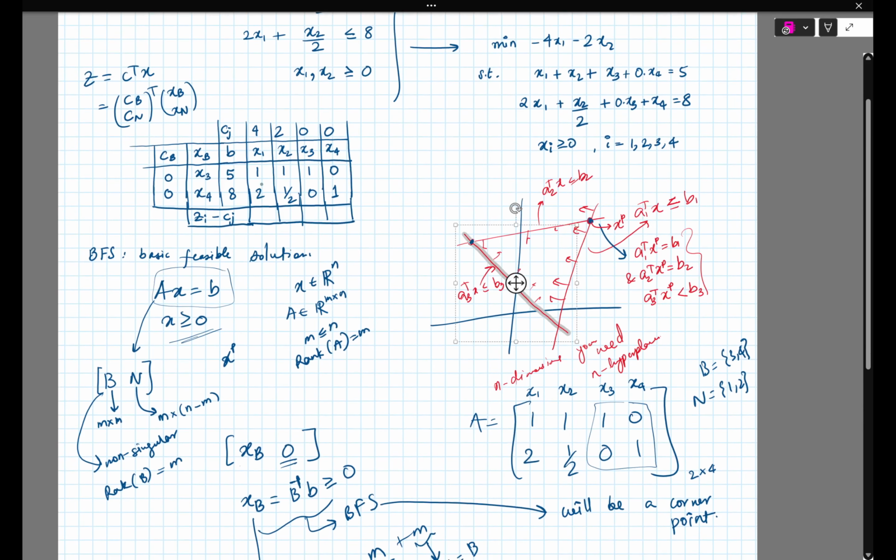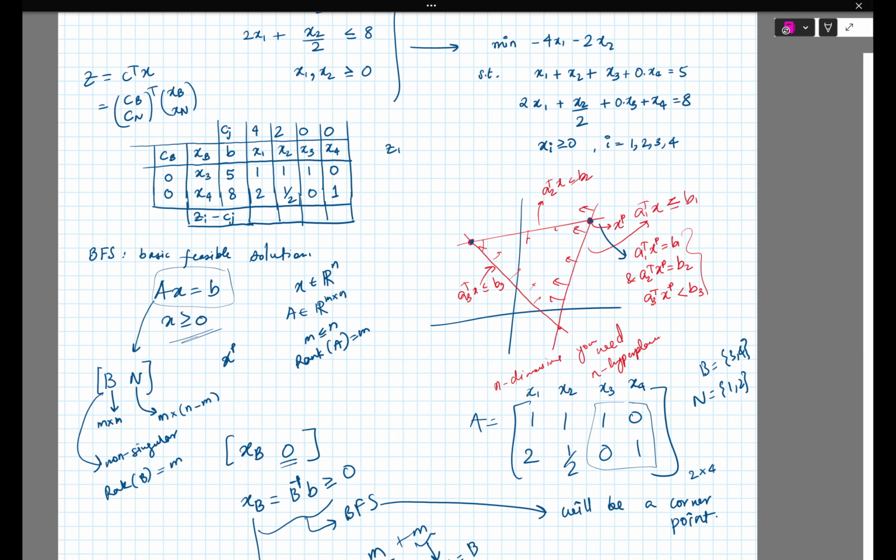These are the columns we have already written here: A1, A2, A3, A4. So Z1 will be the dot product of CB and A1, that is 0, minus C1, that is 4. This is minus 4. Because CB into A1 is 0, CB into A2 is also 0, 0 minus C2 is minus 2, and this will be 0, 0. So the most negative value that we get is minus 4.